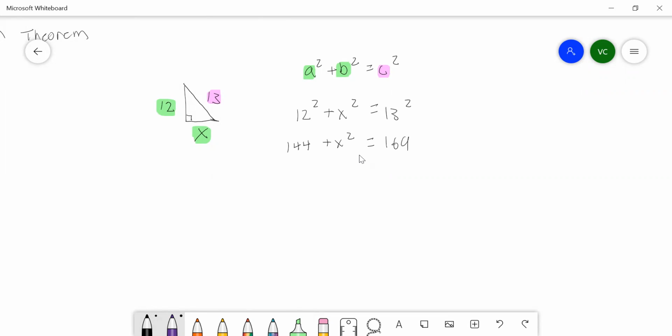Now, what do I do to get the x squared by itself? Think about that. You subtract 144. And you're going to get x squared is equal to 25. What's the last step going to be? You're going to get rid of the square by taking the square root. And x is going to equal 5.